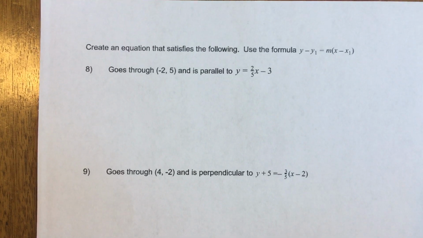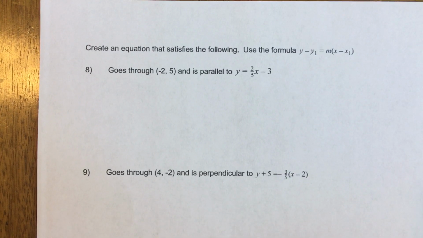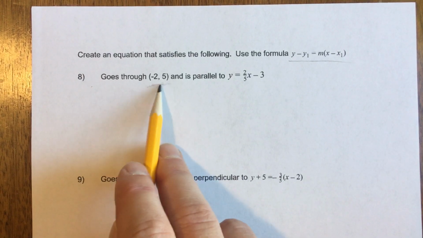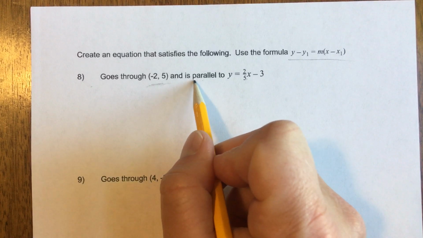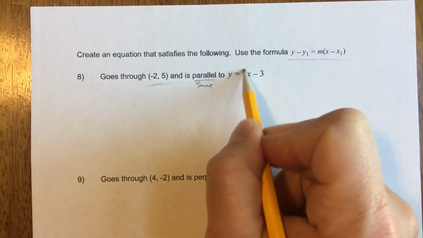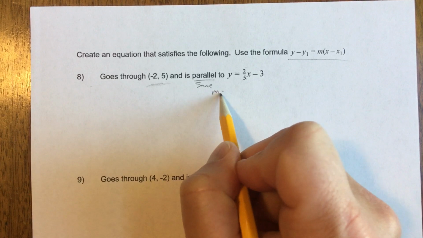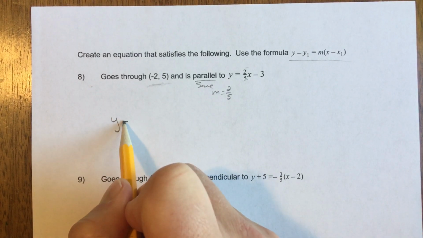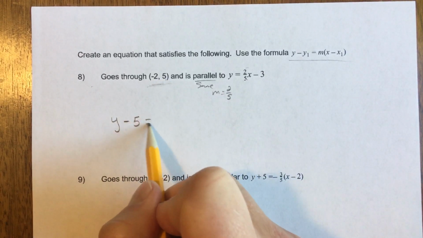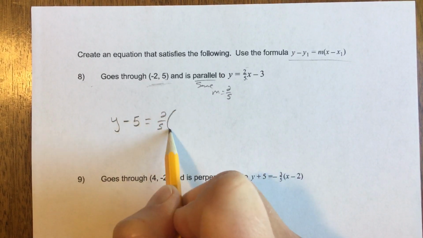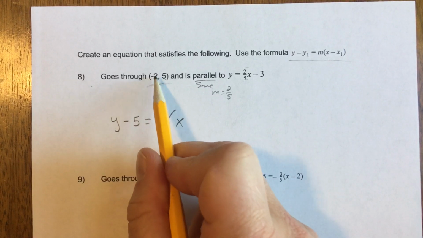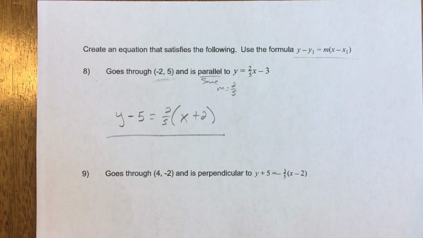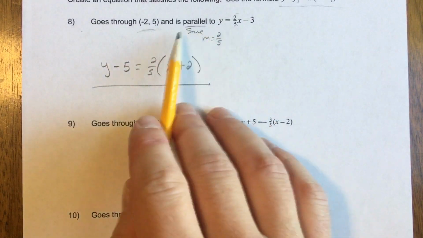And now we're taking information of a line and we're creating an equation using our point slope form. So for number 8, we're going through the point -2, 5, and we're parallel to this. Now if we're parallel, that means we have the same slope. So since this has a slope of 2/5, we're going to have a slope of 2/5 as well. Okay? So let's go ahead and do that. y minus the 5 equals slope, same slope, 2/5, times x minus -2, so x plus 2. There's our equation. Okay? Just like that, we just have to get the slope off of this line.